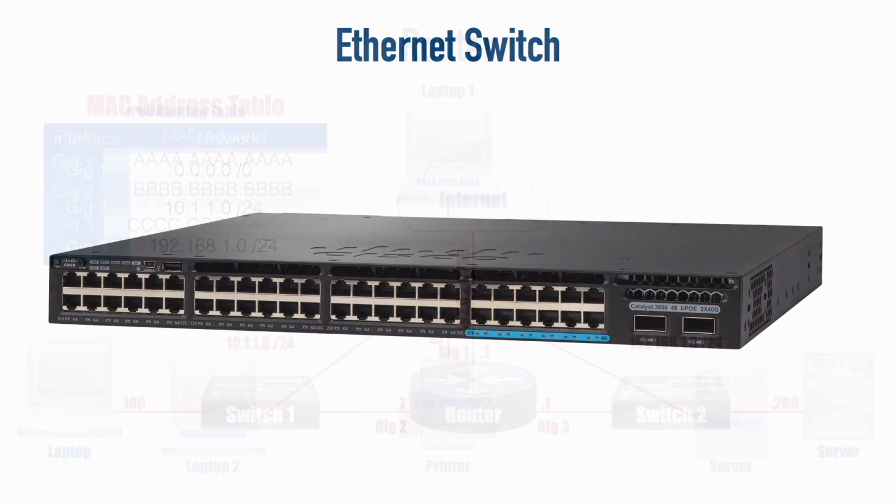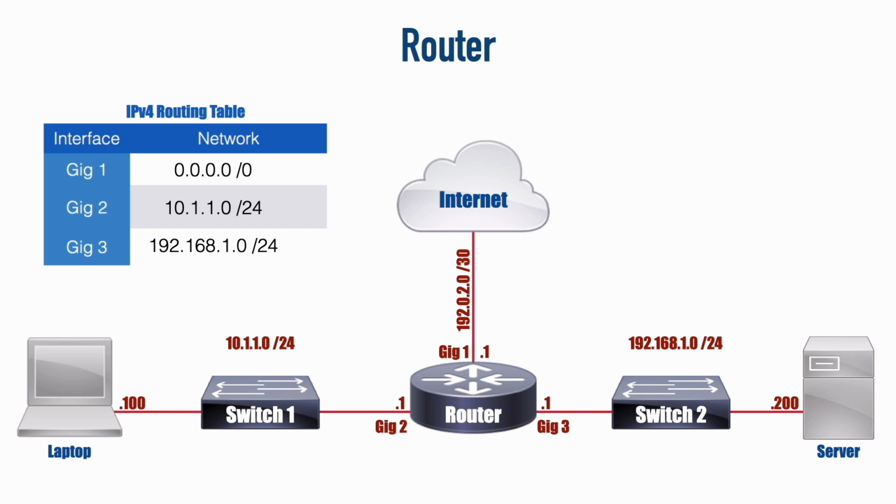Next, let's consider a router. A router is going to get packets between different network segments. In other words, different subnets or different VLANs, we might say. And the way the router does that is it has an IP routing table. It could have an IP routing table for IP version 4. It could have another one for IP version 6. But as an example, let's consider this IP version 4 routing table that our router has.